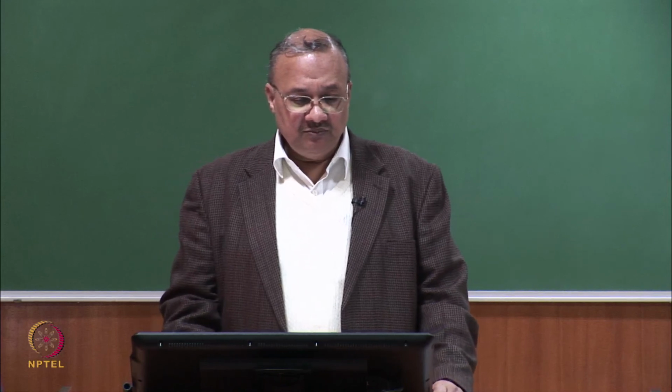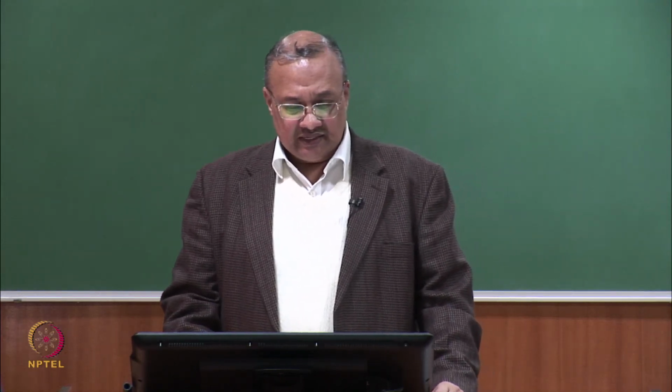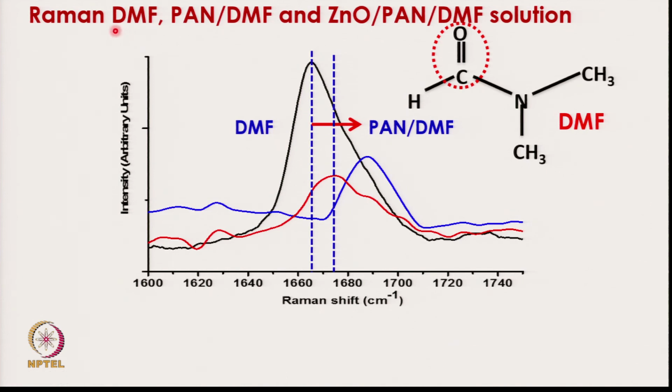So, this is an example which we published a couple of years back. Let us come to the slide. It is the Raman of DMF. Let me select a highlighter here. So, we have DMF which is a solvent, and then we have Raman of another sample where PAN, which is polyacrylonitrile polymer, is dissolved in DMF, dimethyl formamide, and then we have another solution which has ZnO, zinc oxide nanoparticles, PAN, which is the polymer, and the solvent, these three things together.